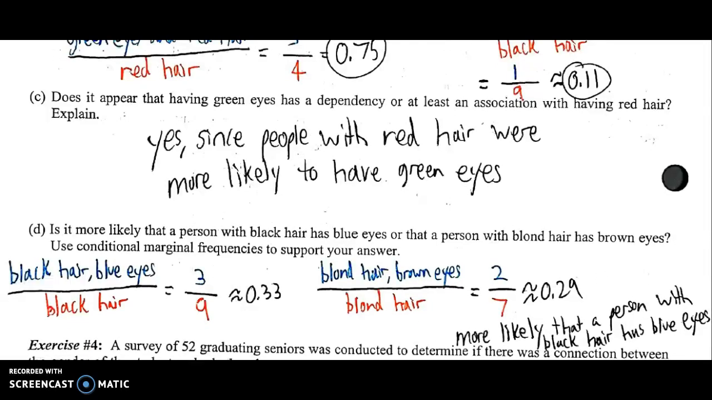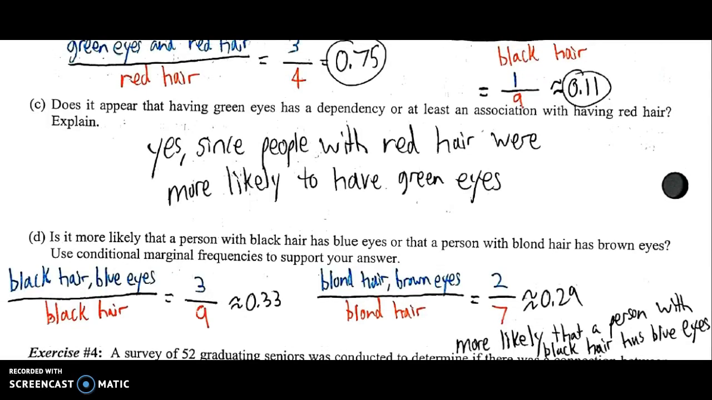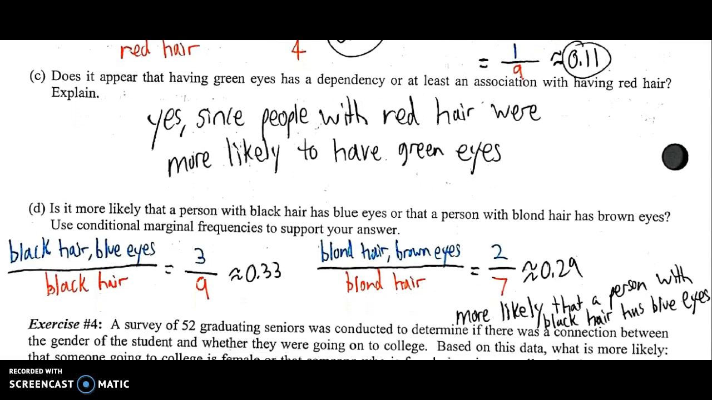So using that to answer our question, see our percentage a little bit higher if they have black hair, so that's what we're going with. More likely that a person with black hair will also have blue eyes compared to somebody with blonde hair having brown eyes. A little bit less likely.